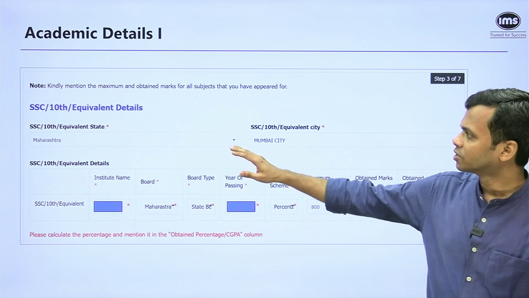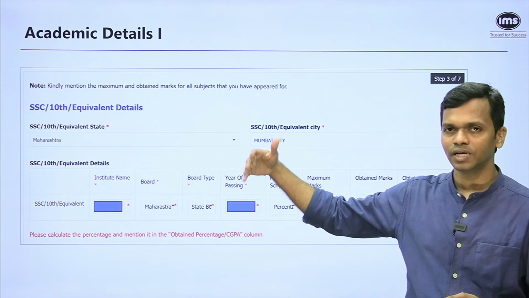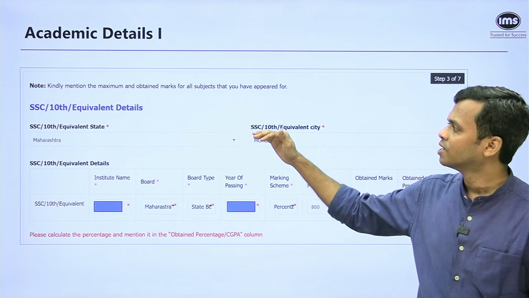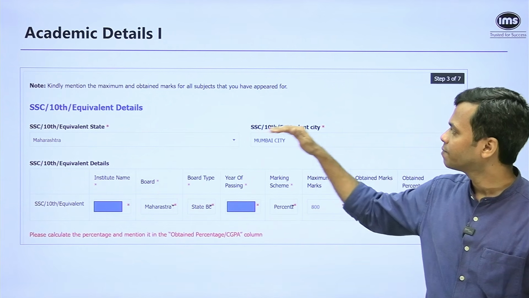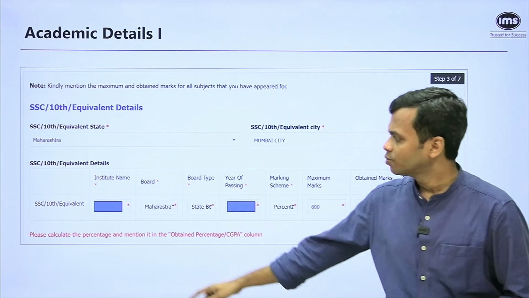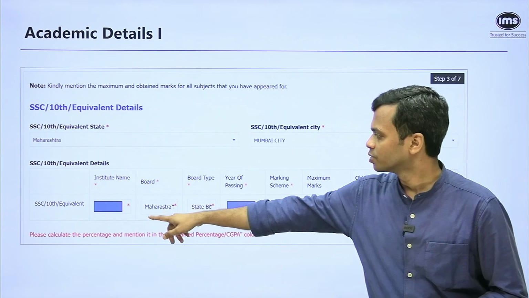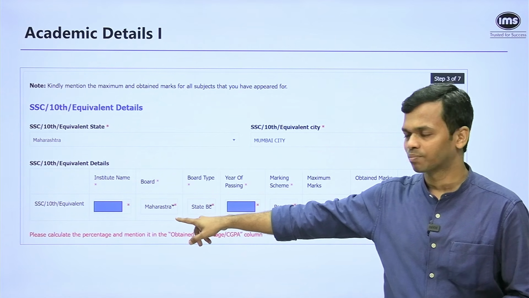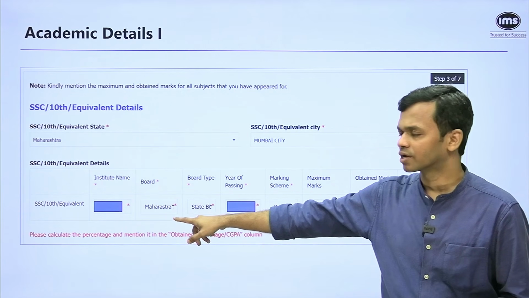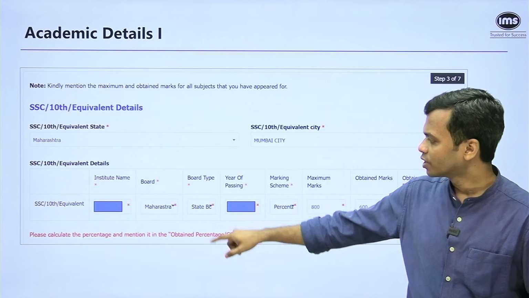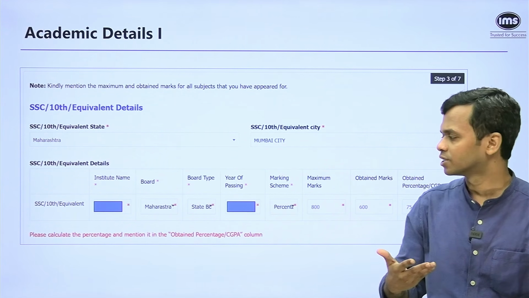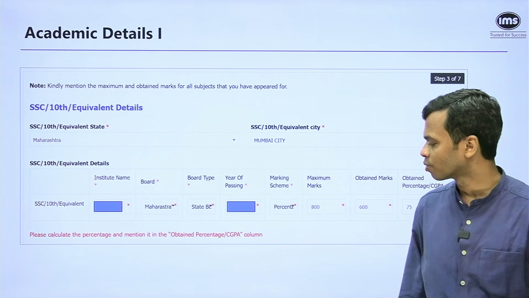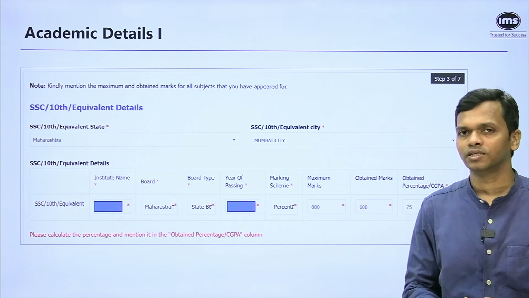So here they have mentioned, firstly, you'll have to select for the SSC or 10th or equivalent exam where you have done it. So state followed by the city, and then you have to enter the institute name. So institute name followed by board. There is a drop down for board, so you can select whichever is applicable. If you don't find it, other can be entered. Then you have board type. So whatever different board types are there, you can again select via drop down. Year of passing and marking scheme.